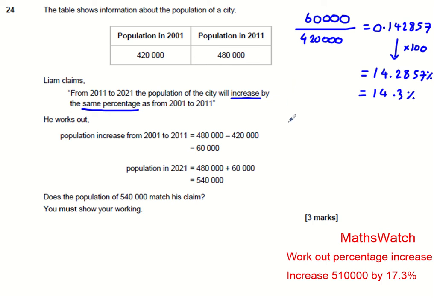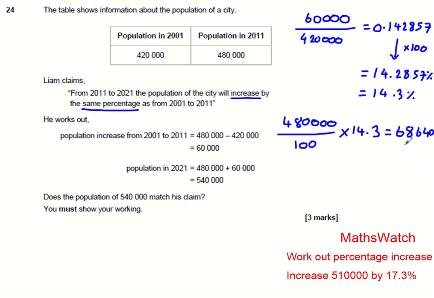In order to do that, to work out any percentage of an amount, we can take the 480,000, divide it by 100, which will find out what 1% is, and then multiply it by the 14.3 to find out what answer that gives us. So 14.3% of 480,000 is 68,640.